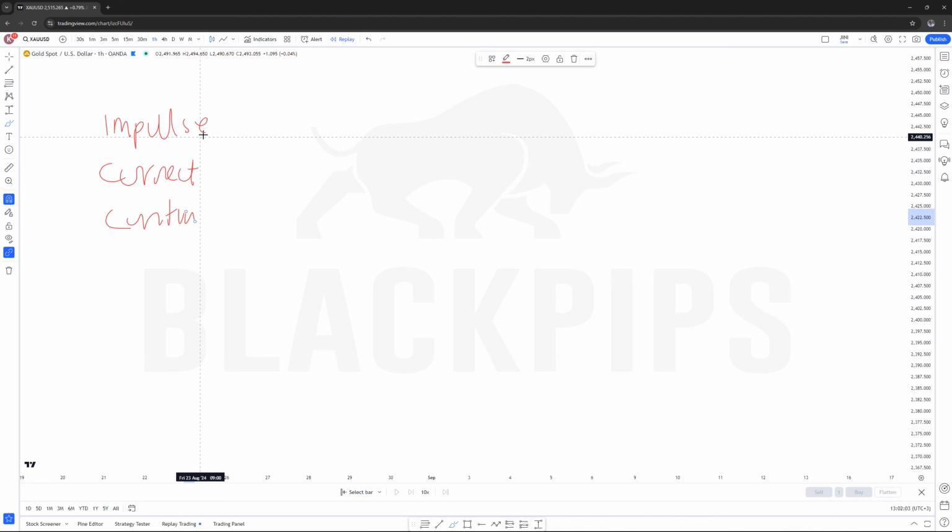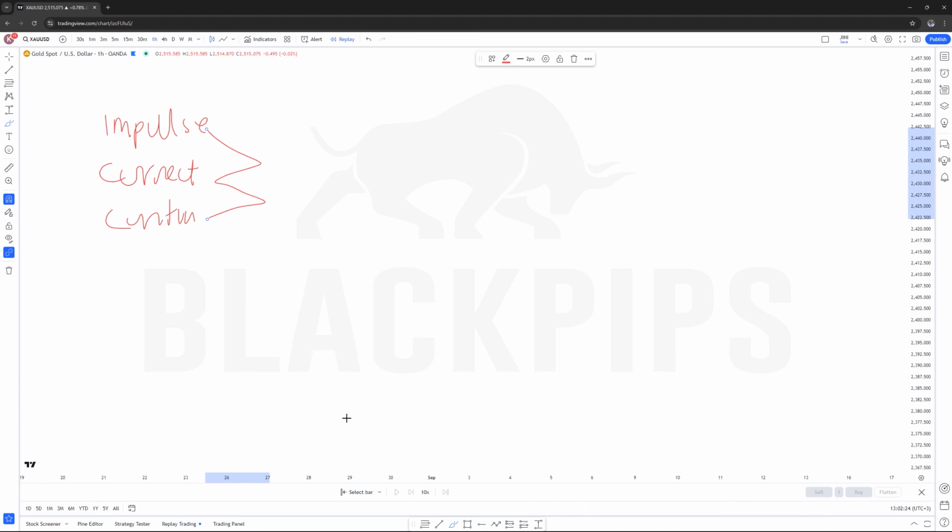So when we talk about these phases, how do they apply in our market structures? How do they apply?